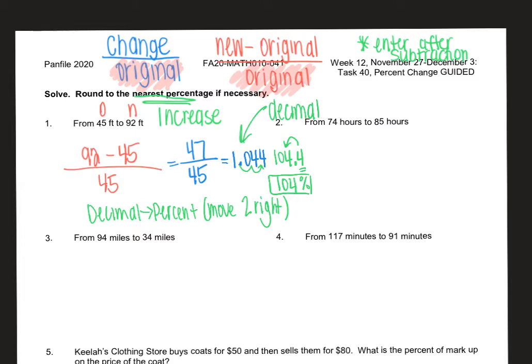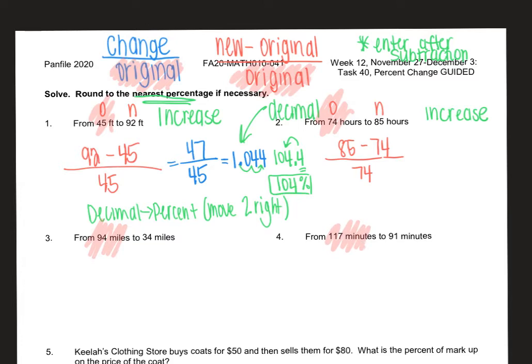All right, so for number 2, my original is 74. My new is 85. So again, this is a percent increase because I went up. And it's as easy as that. Up is increase, down is decrease. I'm going to plug it into my formula, which says I have to do 85 minus 74 over 74. Remember, original goes on the bottom. And I can go through and see what my original would be each time.